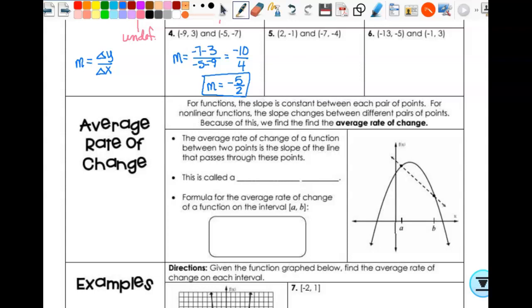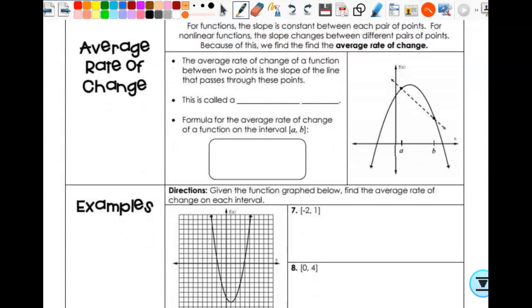So you do number 5, find the slope between those 2 points. Let's make sure we can all actually do it. You get that the slope is 1/3. Do we agree with that? Okay, good deal. All right, so now let's talk about average rate of change.